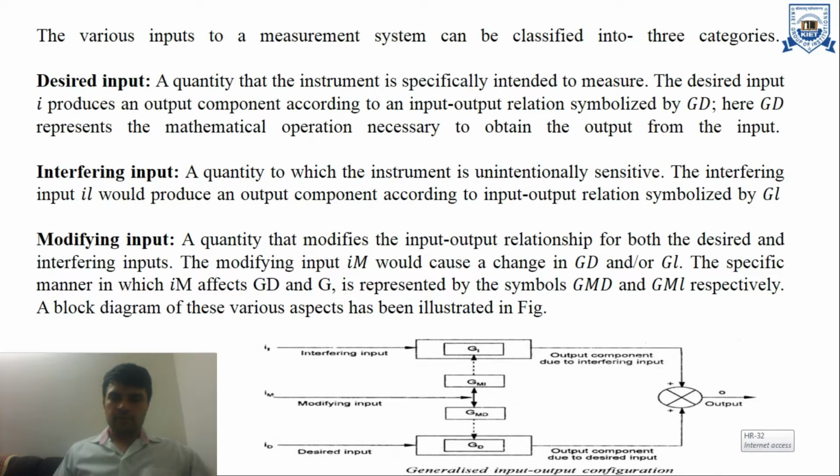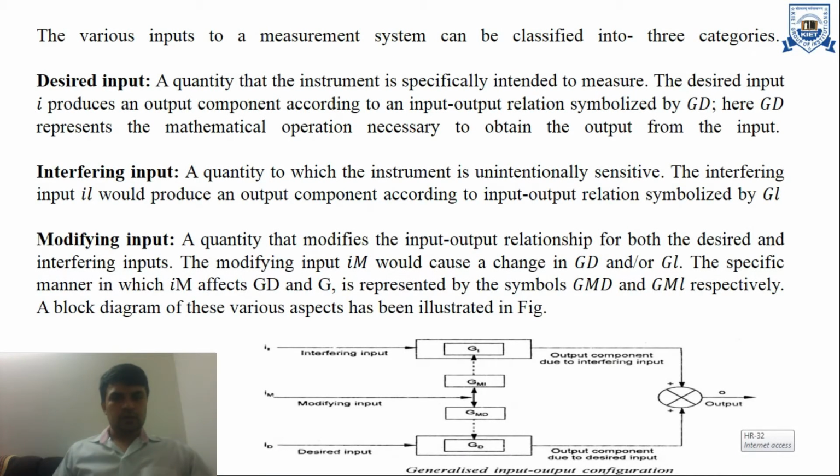So the various inputs to a measurement system can be classified into three categories. First, the desired input. Second, interfering input. And third, modifying input. So first, desired input. A quantity, as shown in the diagram, that the instrument is specially intended to measure.